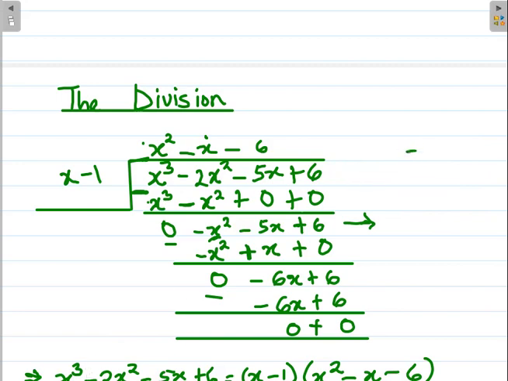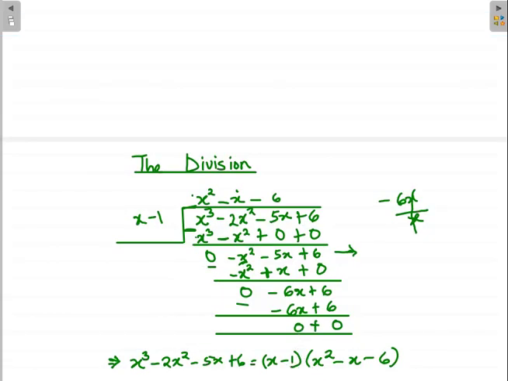Minus 6x again, divide by x. Minus 6x divided by this x here is going to give us minus 6. That is why we have minus 6 here. Then when you get that, minus 6 times x is minus 6x. Minus 6 times minus 1 is plus 6. That's how we're able to get this plus 6 here. By the time you subtract again, everything returns 0. Everything becomes 0 now.